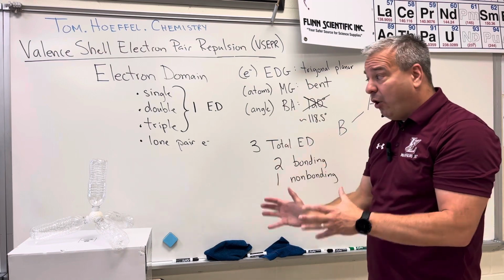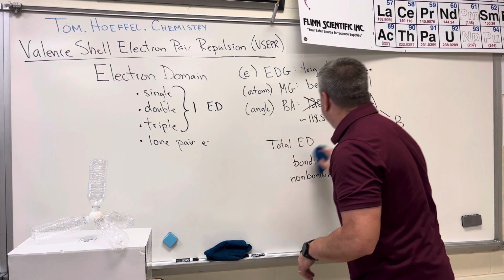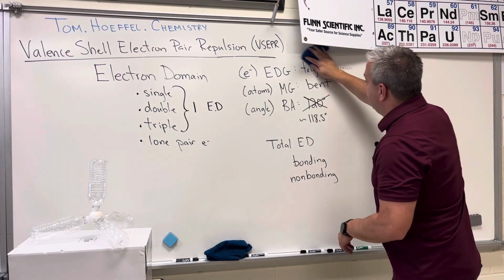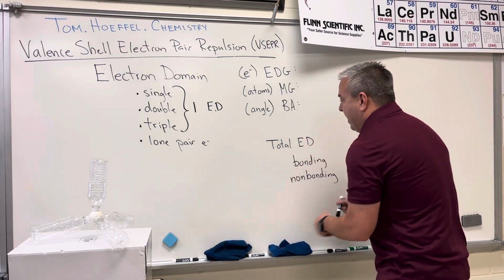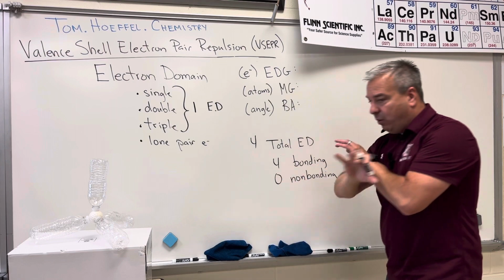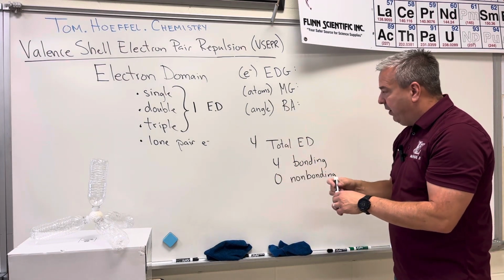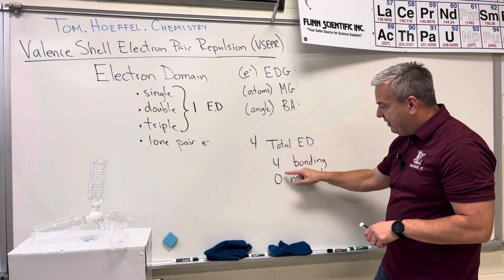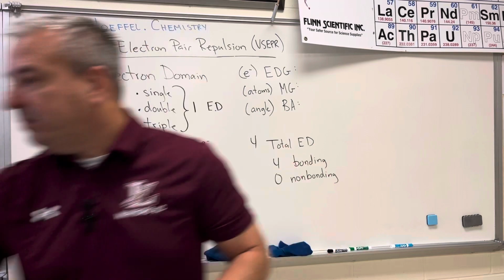Now, drawing this is a little bit challenging, so I'm going to erase some things that are up here. Let's get rid of this drawing, and we're going to talk about having 4 domains. And this time we're going to say, hey, all these domains are bonding. We have 0 lone pairs, and we have a total of 4 domains. So when you add these 2 together, you get this shape.